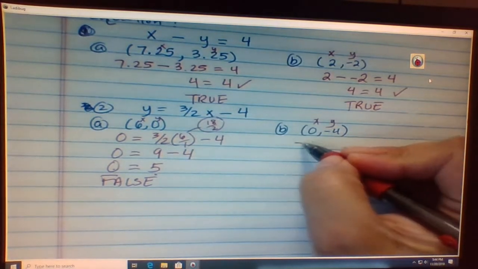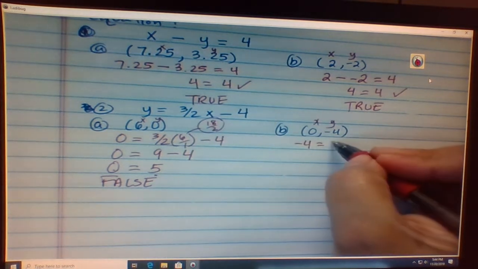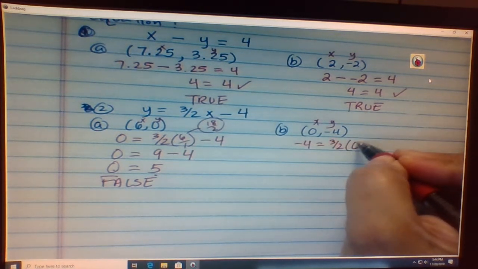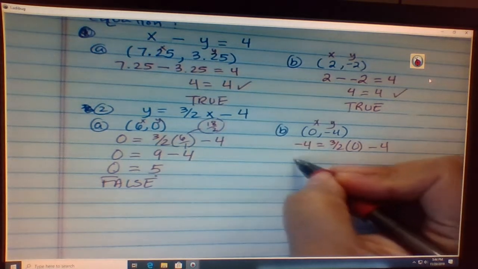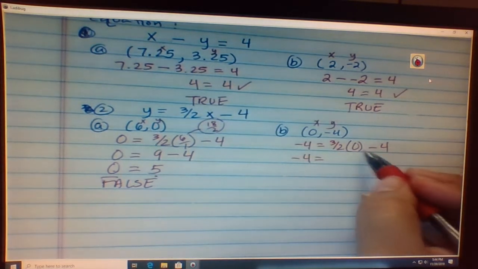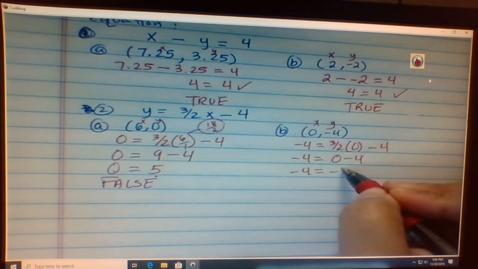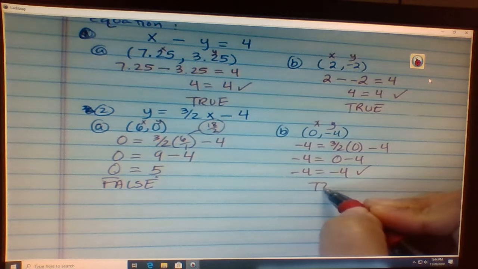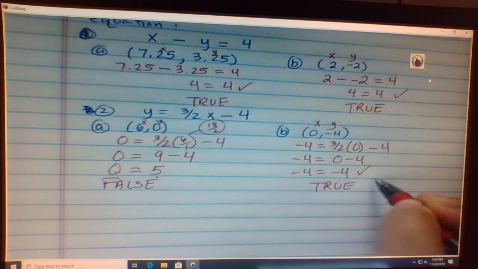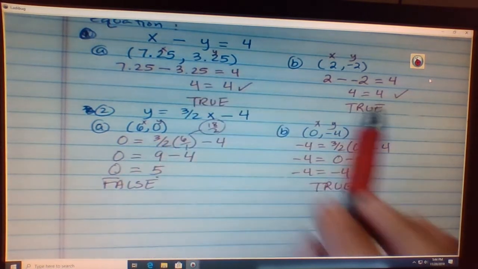So negative 4 equals 3/2 times 0 minus 4. What is 3/2 times 0? 0. So 0 minus 0 is just a minus 0. So does this work? Yes. So this is a yes, this is a no, that was a yes, and that was a yes.